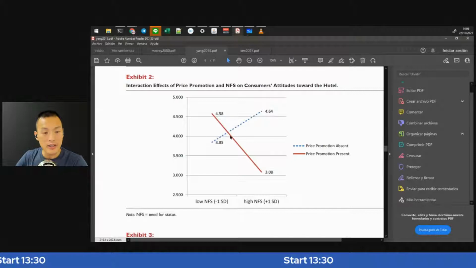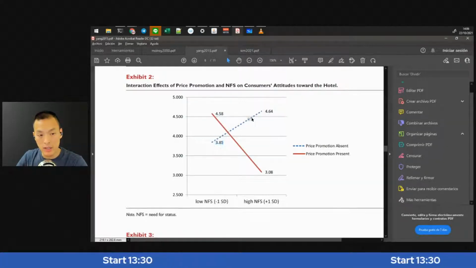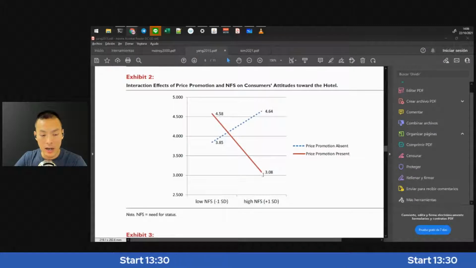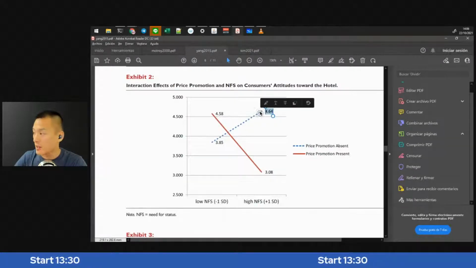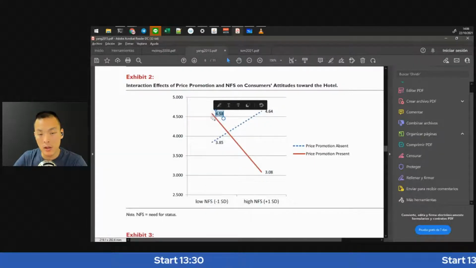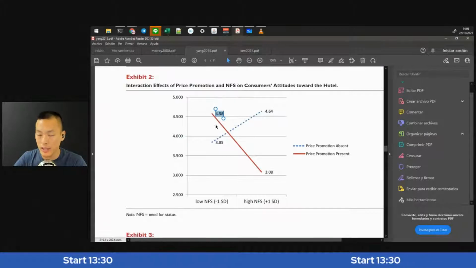Anyway, you can see from here, the dotted line is when you don't have discount, right? This line right here. The dotted line is saying that if you do not have discount, the high NFS consumers are actually very happy that you don't have discount, because they prefer paying more so that they feel special about themselves. But if you give out discount, the low NFS people will be happy, because they only care about price. But the high NFS people are very, very unhappy.